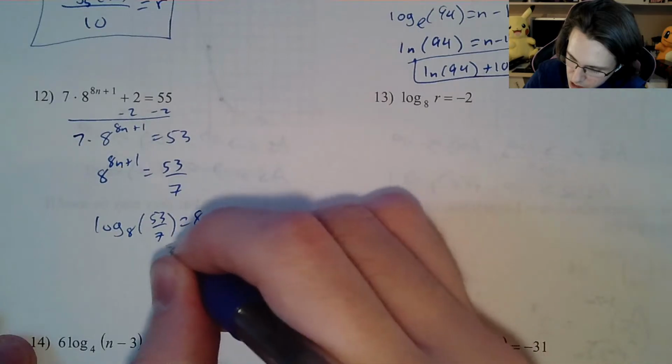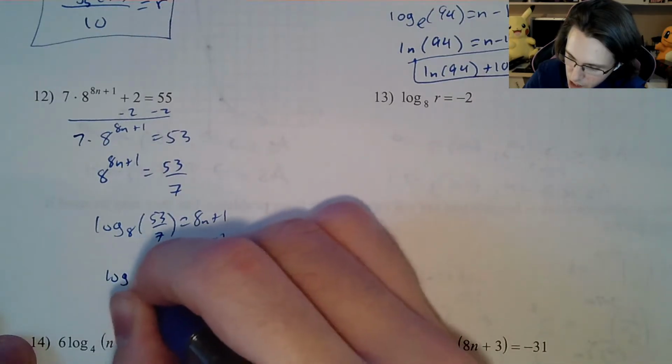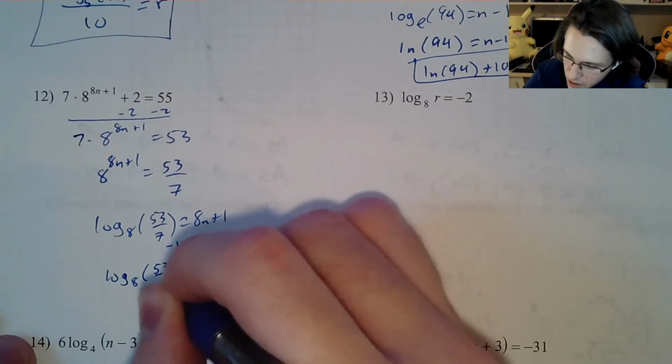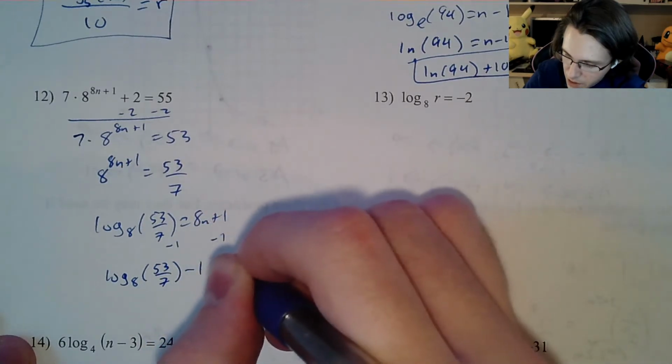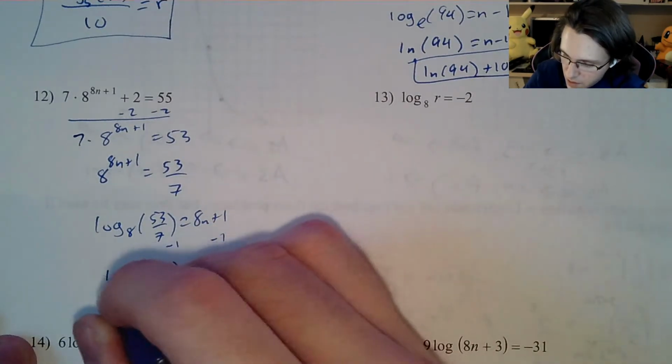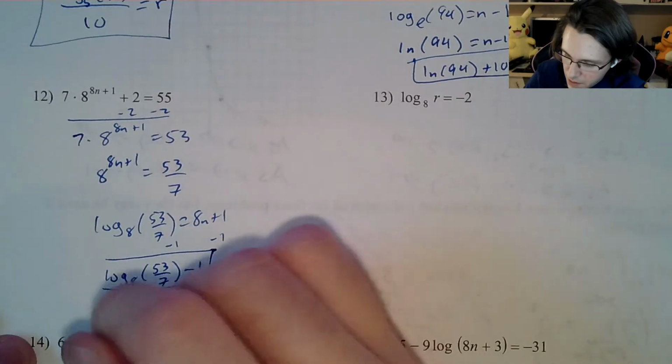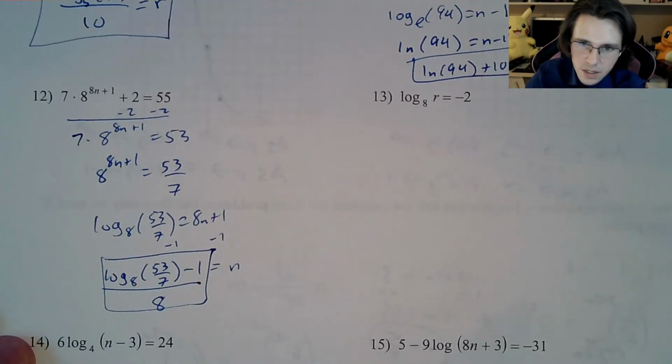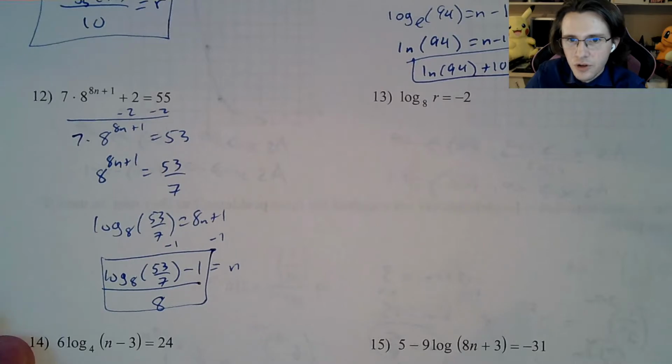Be careful when you're subtracting 1. You're not subtracting 1 from the fraction. You are subtracting 1 from the entire logarithm. So you got that minus 1 out there equals the 8n. So divide both sides by 8. Easy peasy.